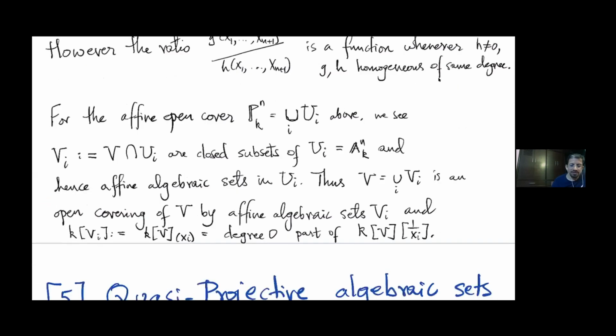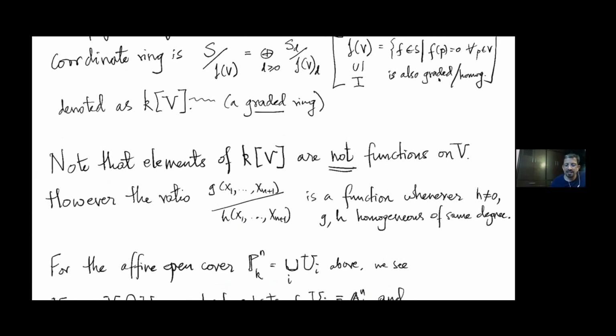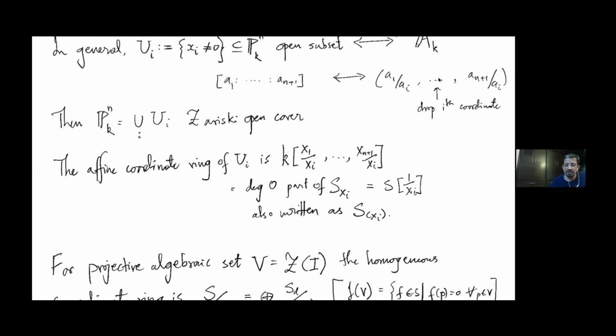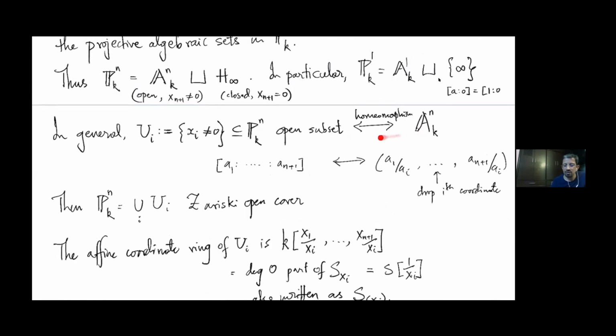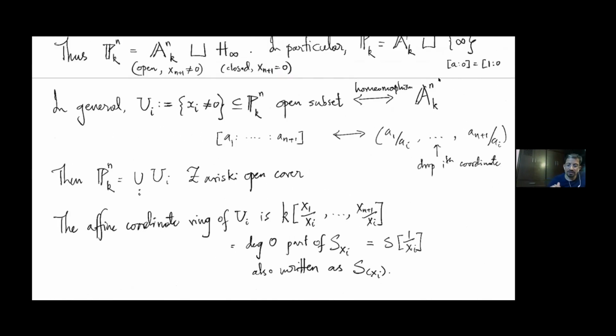So these are closed in UI, and in fact, I must have said it here that, sorry, I'm scrolling too much here. In fact, this was a homeomorphism. That's kind of not hard to see. It's not just a bijection. It was, in fact, a homeomorphism under the Zariski topology.